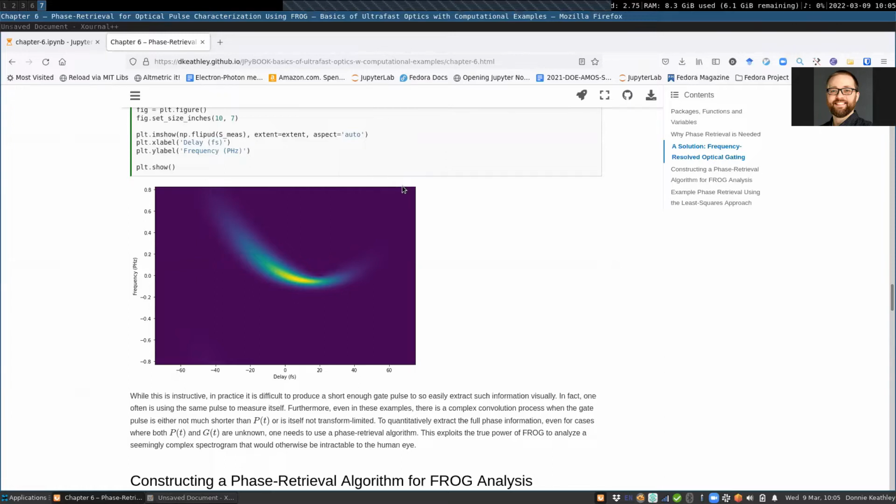You can just look directly in. If you can ensure that G of t is short and transform limited, you can just look at your FROG analysis, look at the shape of the output spectrogram, and instantly ascertain what the phase is. There's a lot of information in there, and even visually you can see it. If you do a lot of FROG analysis and plot a lot of these spectrograms in different situations, you start to get a feel for when pulses are transform limited and when they have positive chirp, negative chirp, all of these things, simply from looking at these spectrograms.